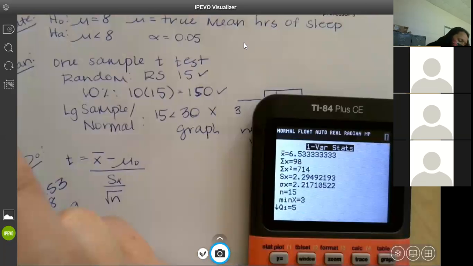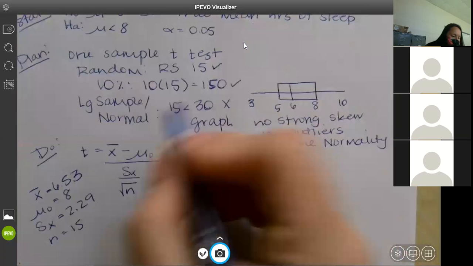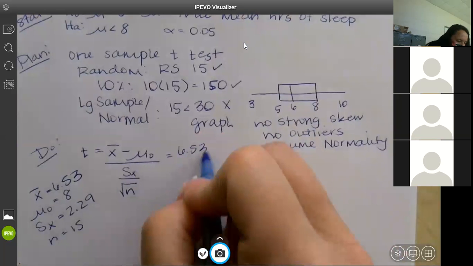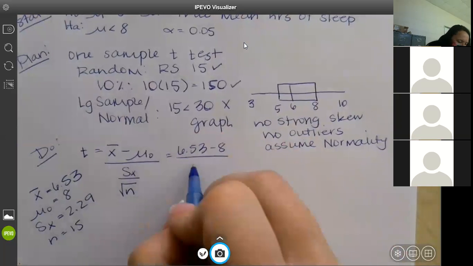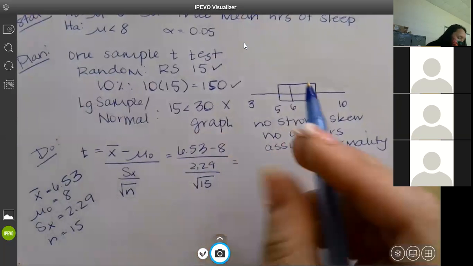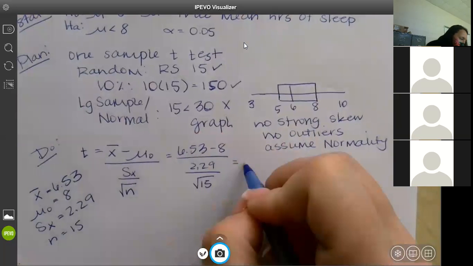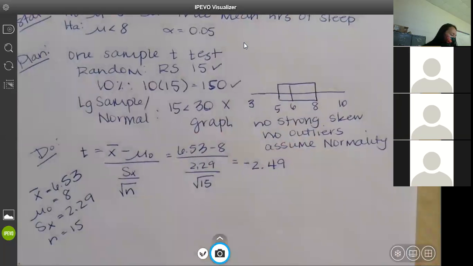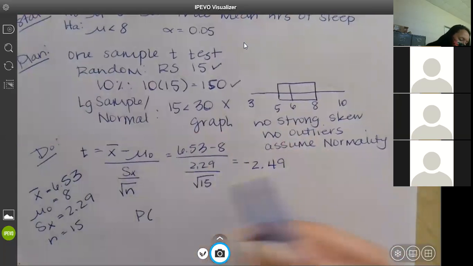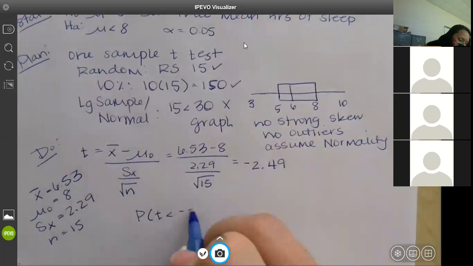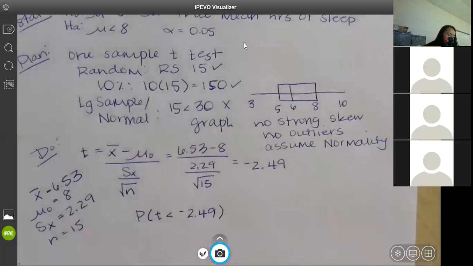So I'm going to define all those a second time. So 6.53 minus 8 over 2.29 over the square root of 15 gives us a t-value of negative 2.49. So from our alternate, we know that t, we want to compare it less than negative 2.49.